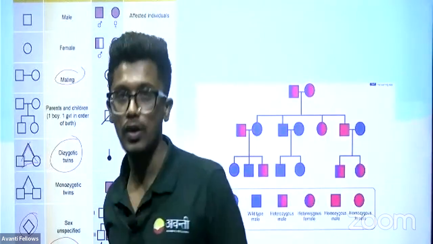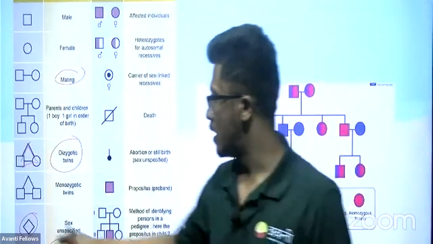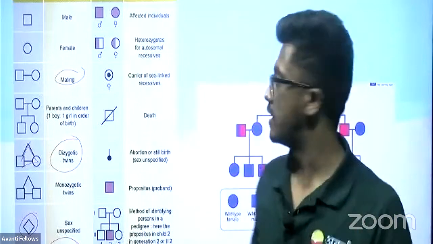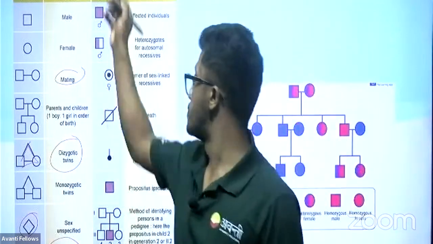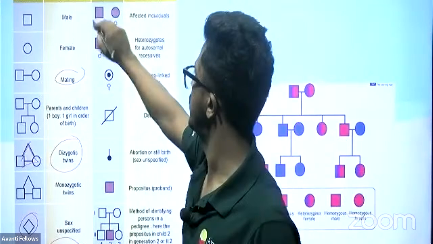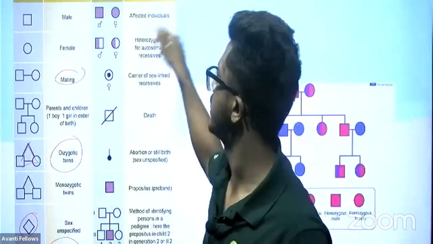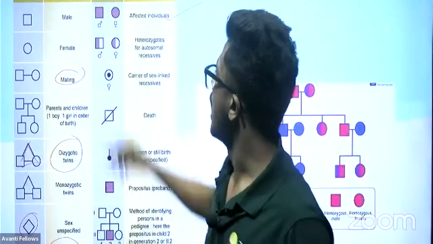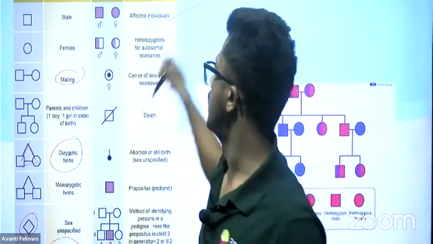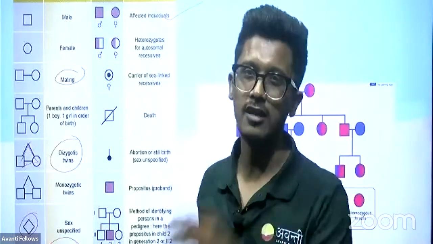For example, within the square there is 2, that means there are 2 children, and in the circle there is 3, that means there are 3 children. Then comes the important part: when it is shaded. If the male square is shaded and the circle is shaded, that is called affected individuals. And if they are half shaded, that means they are the carriers of the disease.